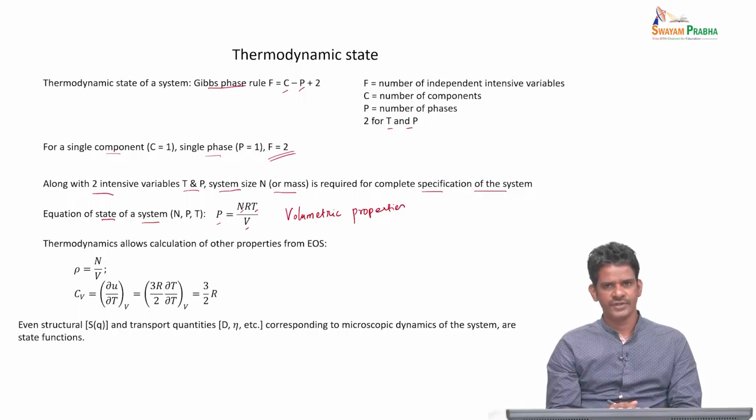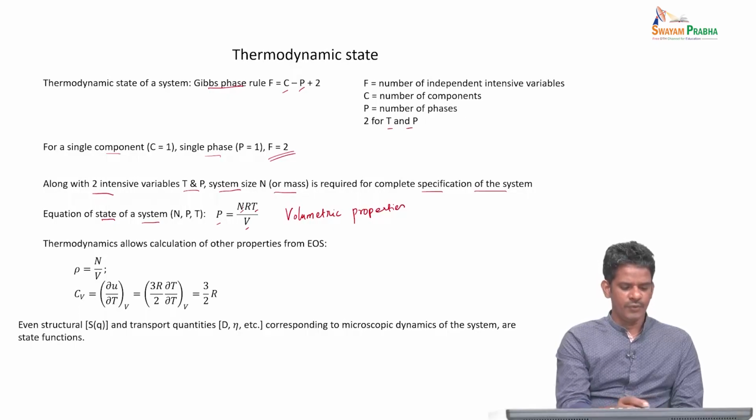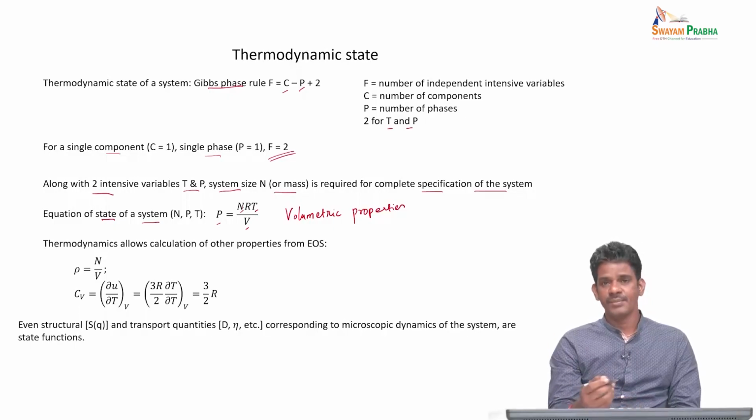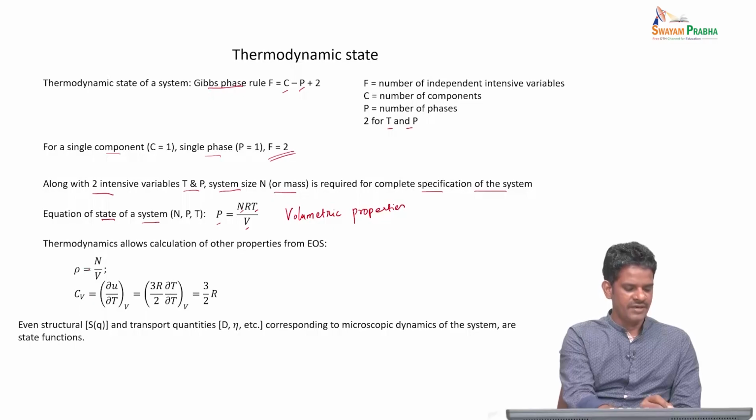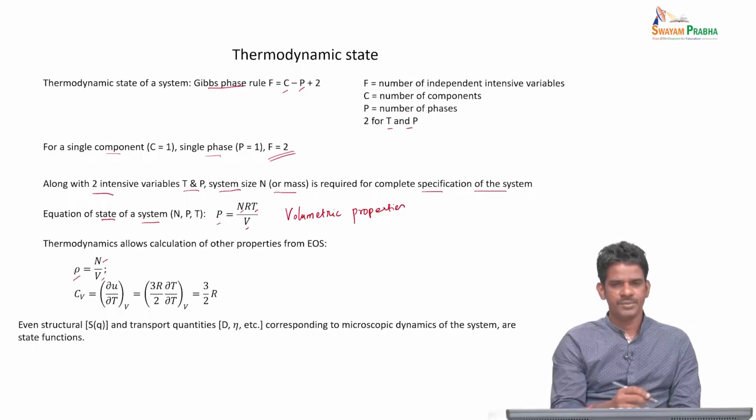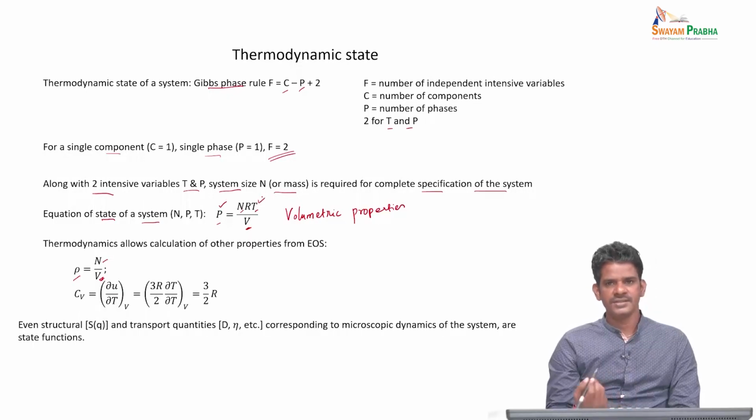Once you have this kind of equation of state, it becomes easy to calculate all the other properties that are of interest. For example, if you want to know the density for a given temperature and pressure, the density can be obtained from the number of moles divided by the volume. Here the volume is obtained from the equation of state once you know P and T. So in getting the density, we make use of the equation of state.